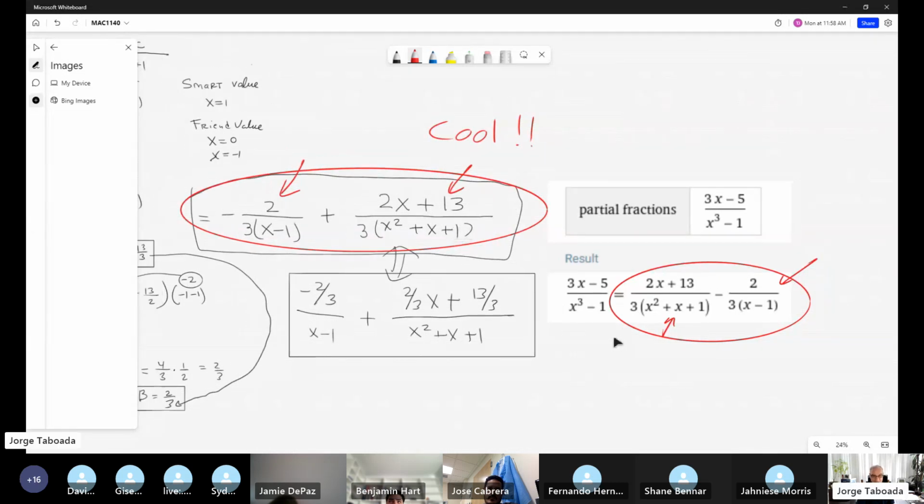Jose Cabrera. Okay, so now we spend the rest of the time. No more partial fraction decomposition for the moment. And the review packet, I promise you, we go over this again. Let me erase everything in the whiteboard.